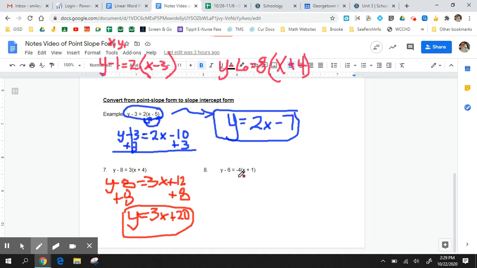It's not too hard moving it from point slope into slope intercept form. Okay? If you have a negative multiplying, remember to bring that negative with it. That might be where it gets a little tricky, but we have y minus 6 equals negative 4x, and then minus 4, because negative 4 times 1 is a negative 4. So I'm going to add my 6 this time to the negative 4. And you should get y equals negative 4x plus 2.